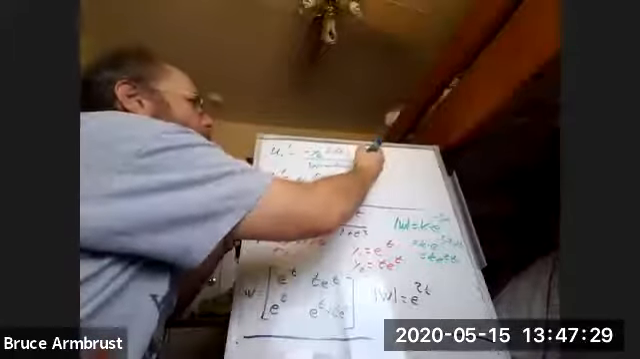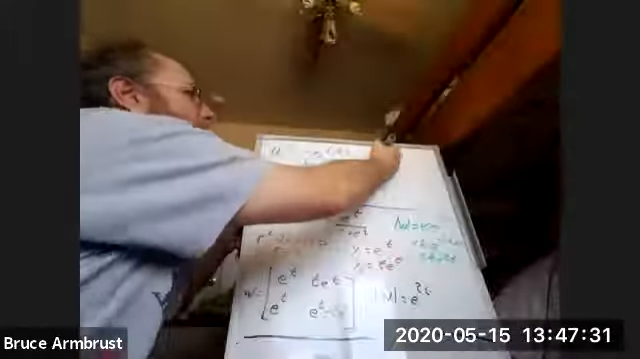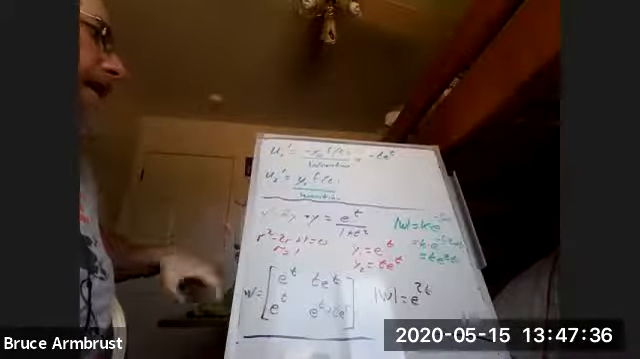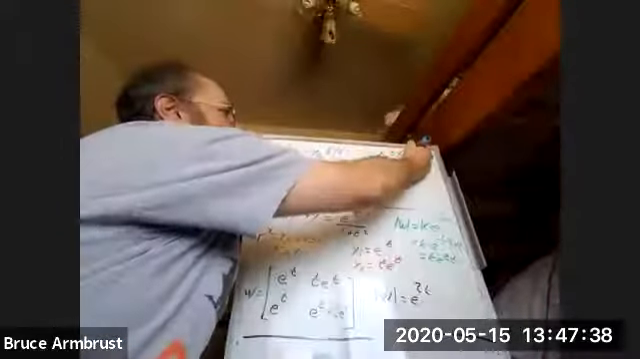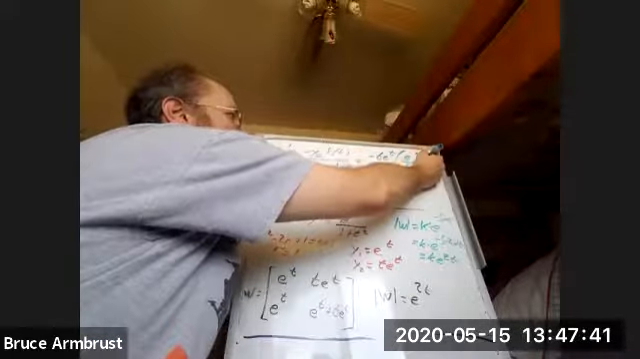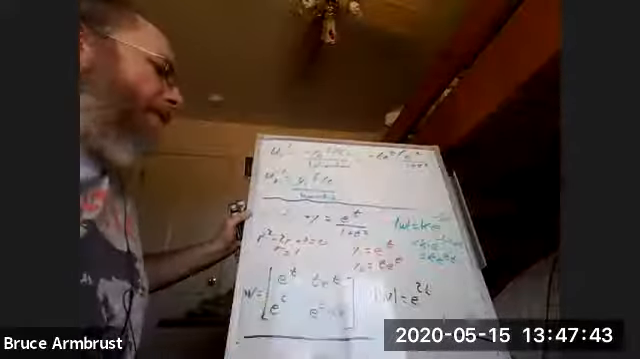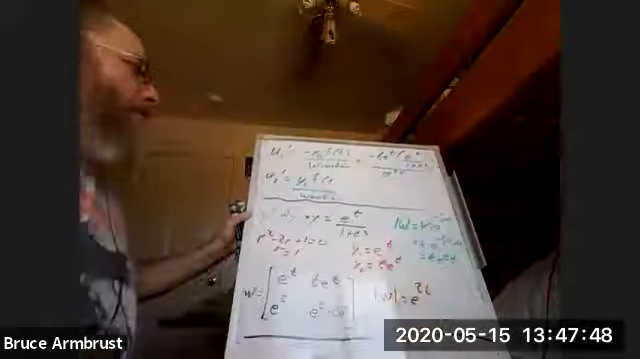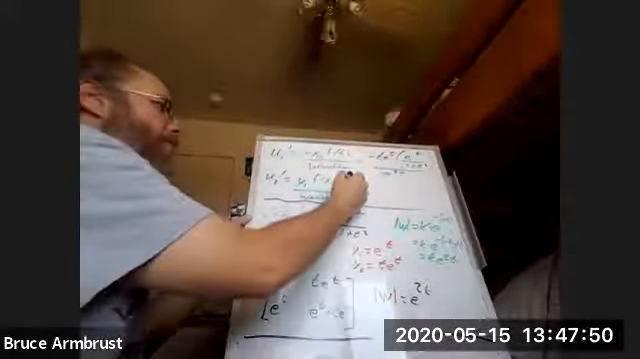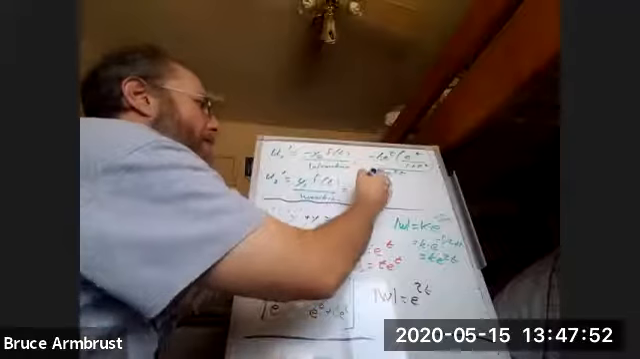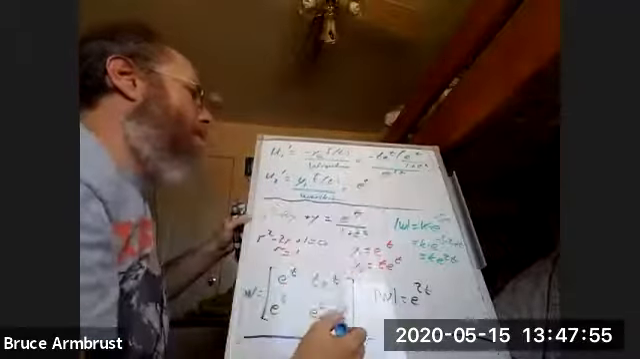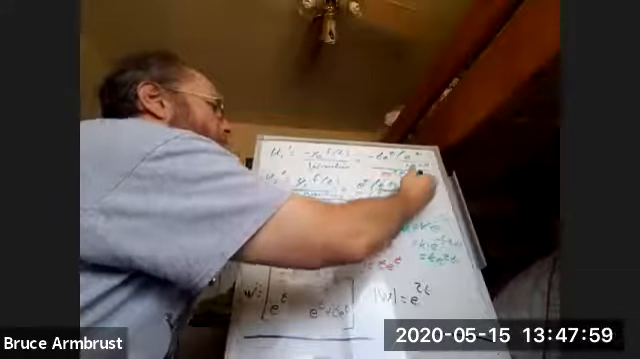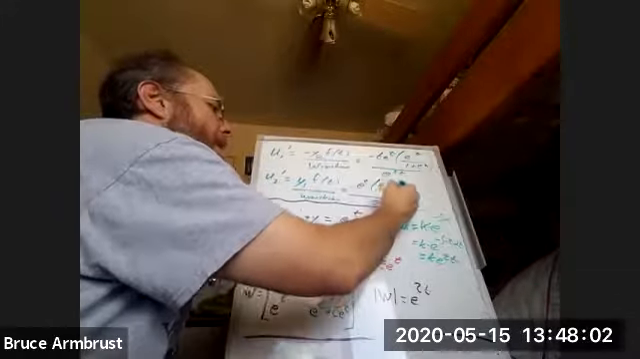So U1 prime is going to be negative Y2, so negative T e to the T, times F, which was e to the T over 1 plus T squared. And then we need to divide by the Wronskian. And similarly, U2 prime is going to be Y1, which in our case is e to the T, times F, so e to the T over 1 plus T squared. And then again, divided by the Wronskian.